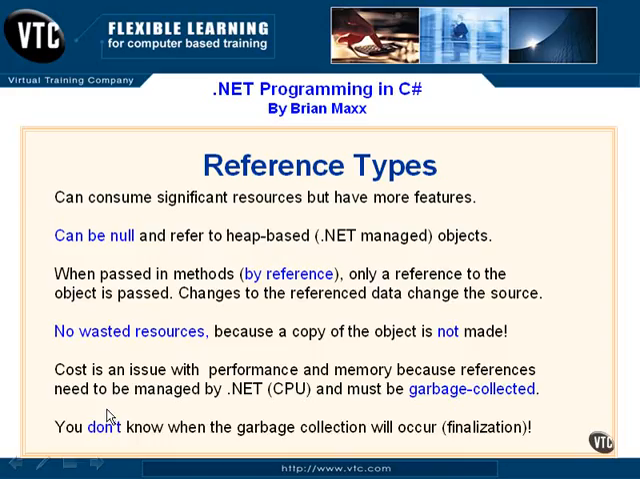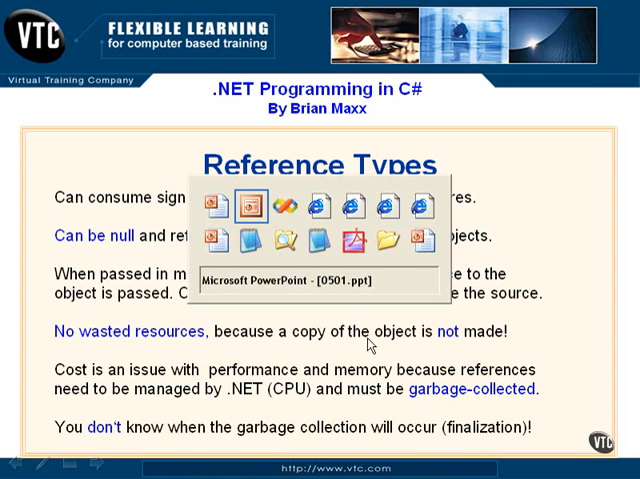Now, you don't know when this garbage collection is going to occur necessarily, and there's a process called finalization. Finalization is the closest thing to destruction in C# and the .NET world. In C++, you're thinking of destruction. So it's close, but no cigar. So it's something that we'll discuss when we talk about garbage collection.